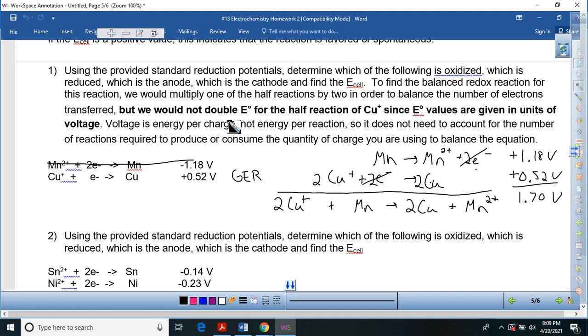Okay, so we will never ever double or triple these values. The only thing that we're going to do to these voltage values is change the sign. And we only change the sign when we show it as being oxidized rather than reduced. Okay, and then just a quick reminder, the manganese is losing electrons, and loss of electrons is oxidation, so the manganese would be the anode, and gain of electrons and reduction, that's at the cathode.